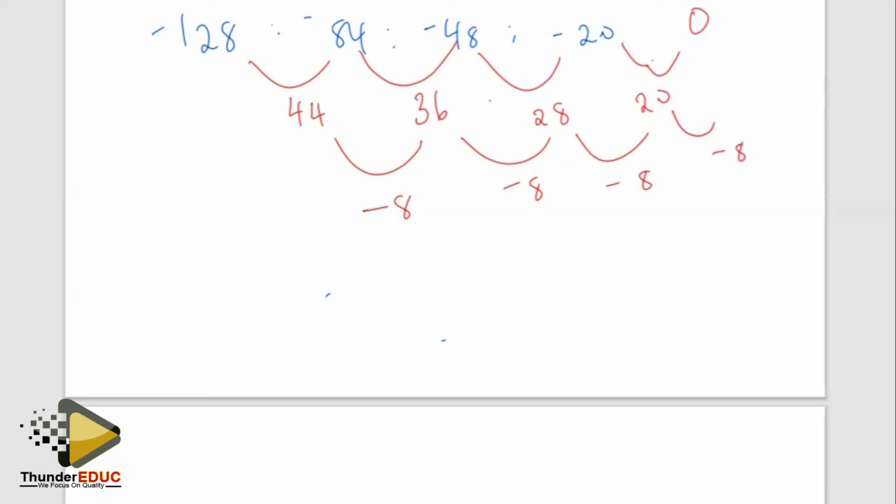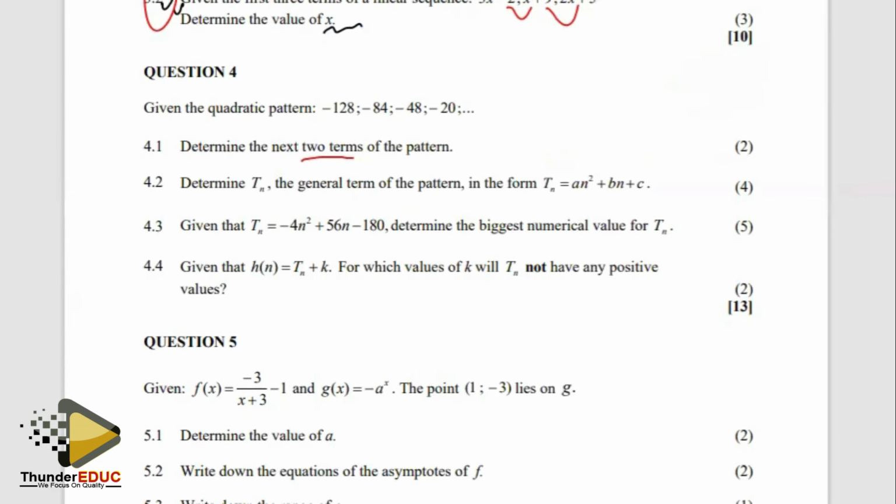If we subtract 8, we're going to get a 12, because 20 minus 8 is a 12. And then 0 plus 12 should give us 12. So it's an increasing quadratic pattern, and those would be the next 2 terms. Then determine the general term.